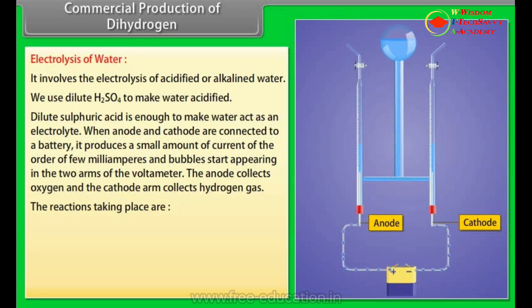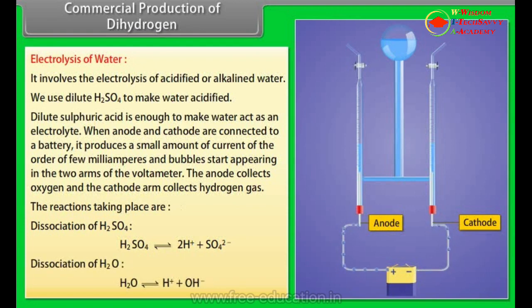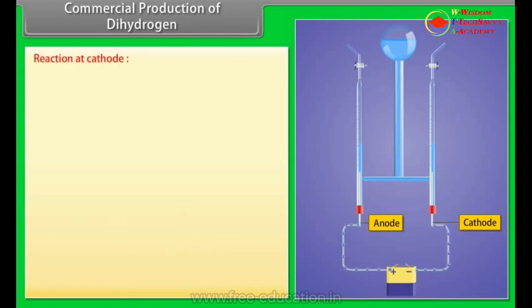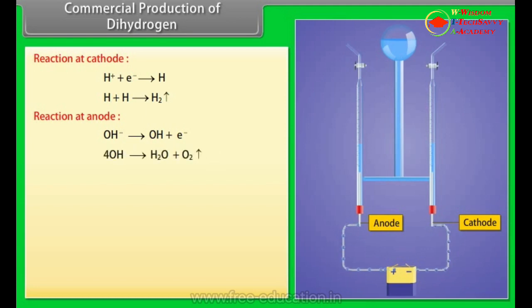The reactions taking place are dissociation of H2SO4: H2SO4 gives 2H+ and SO4 2-. Dissociation of H2O: H2O gives H+ and OH-. Reaction at cathode: H+ plus electron gives H. H plus H gives H2. Reaction at anode: OH- gives OH plus electron. 4OH gives 2H2O plus O2. Overall reaction: 2H2O gives 2H2 plus O2.